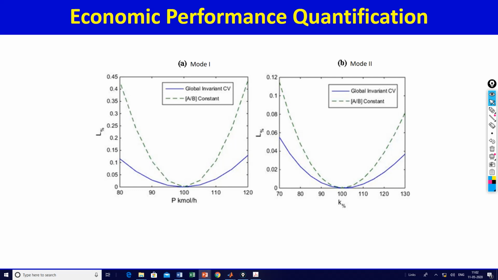On the other hand, when you are holding A by B constant, the loss is over here, so it's about 0.4% in mode 1. In mode 2, it's about 0.1%. When you're holding the invariant, it's about 0.06%. So clearly the invariant is better than A by B constant, but nevertheless A by B constant is much better than, as shown in the previous figure, holding X reactor B constant. So I hope that's clear.